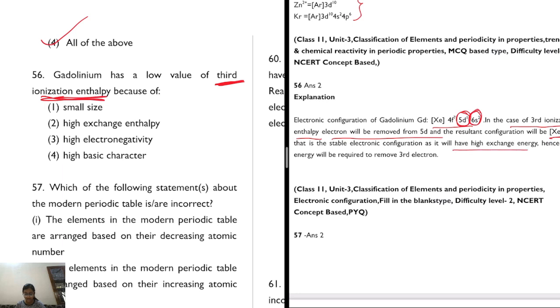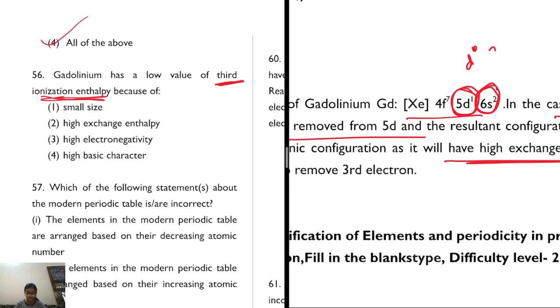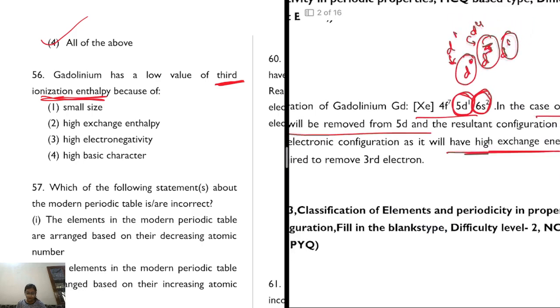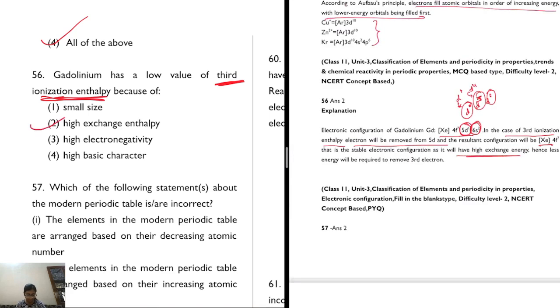Okay, so it will have high exchange energy. Okay, so less energy would be required because it is just one shot. See, d0, d5, d3, and d6. These would be the cases in which an electron would be removed very easily if these configurations are achieved. Okay, so that is why if it is d1, it will also readily lose an electron to form d0. If it is d4, then also it will lose. So that is why the answer would be 2, high exchange enthalpy.